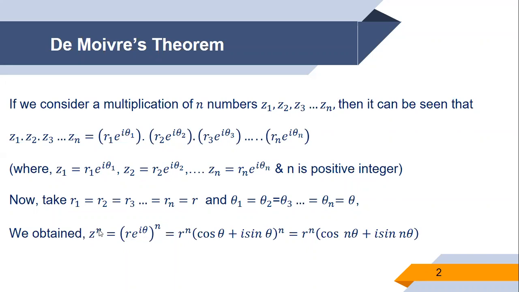So we write z raised to n is equal to r into e raised to i theta, raised to n, which can be expressed as r raised to n into e raised to i n theta. We know the formula is r into cos theta plus i sin theta, raised to n, and then we can say r raised to n into cos theta plus i sin theta raised to n is nothing but r raised to n into cos n theta plus i sin n theta.